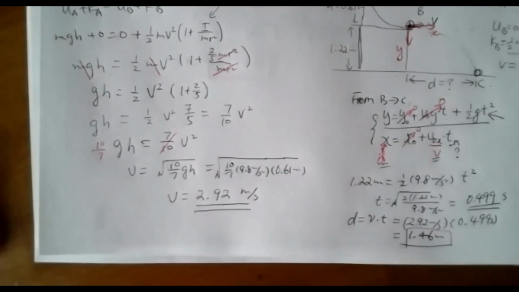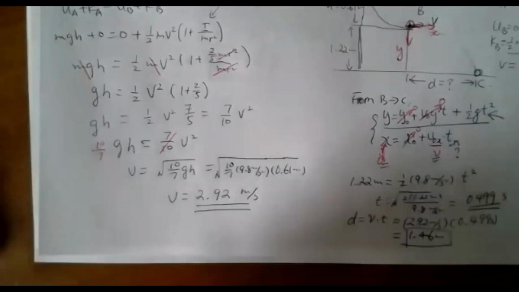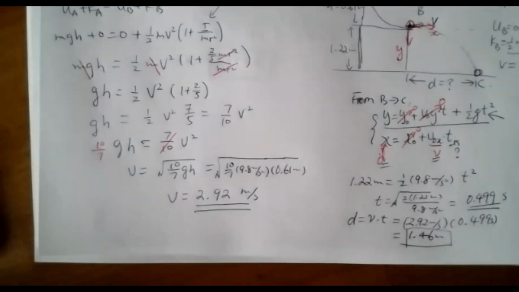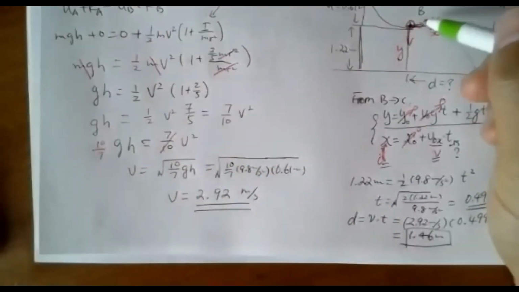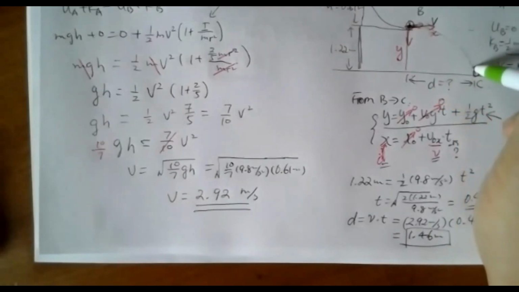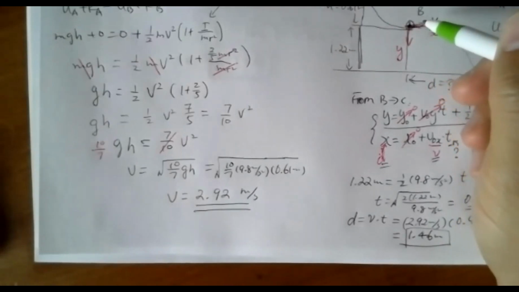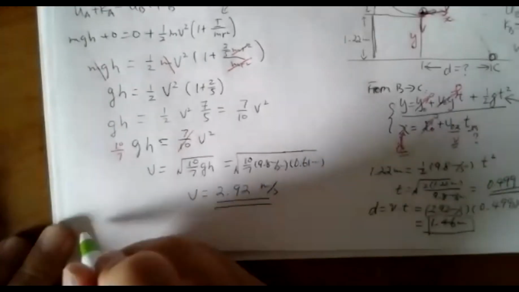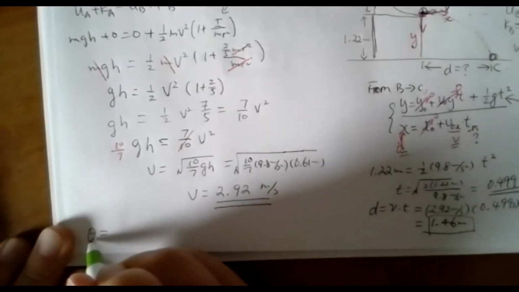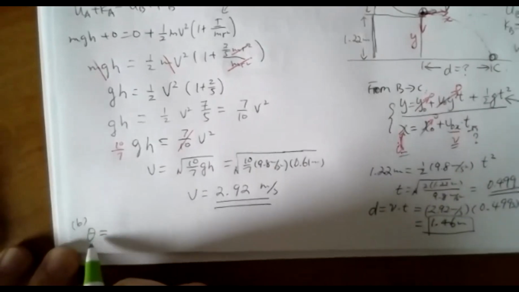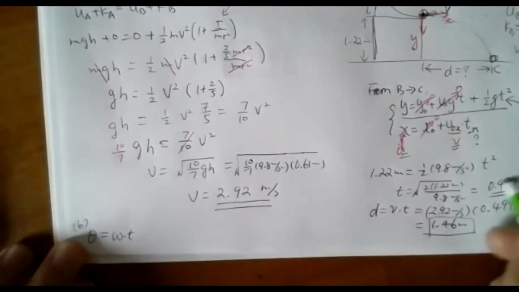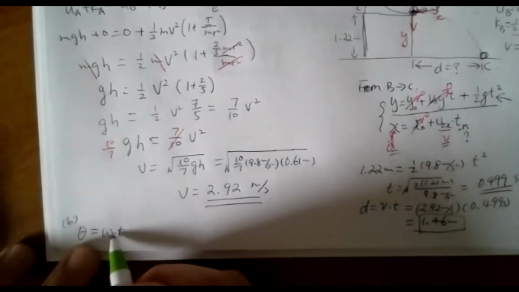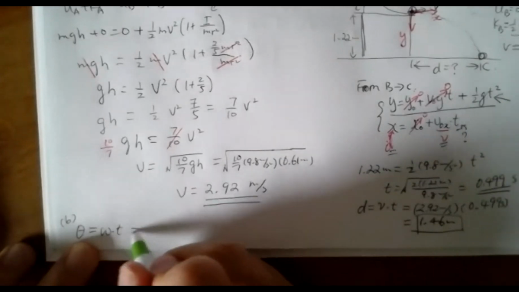All right. So that's A here. B is asking how many revolutions does it spin while it goes from here, point B to C. So there's angular velocity omega, right? So you're looking for this. For B here, you're looking for the angular displacement, which will be equal to omega times t. t is 0.499. Omega will be v over R.